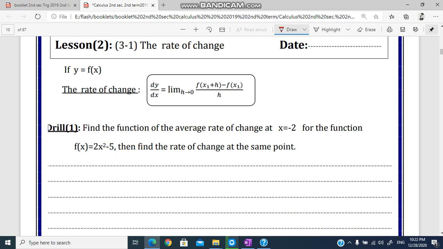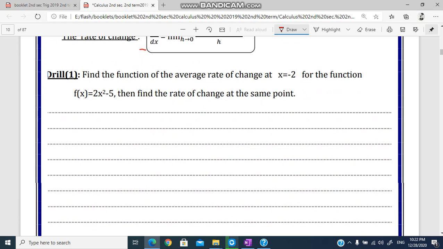Tori, and now I will help you overview today's lesson about the rate of change. We said before that the rate of change is the limit as h approaches 0 of f of x1 plus h minus f of x1 over h. dy by dx is the rate of change.